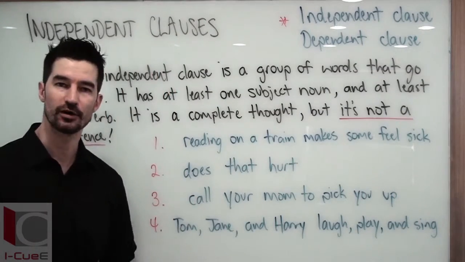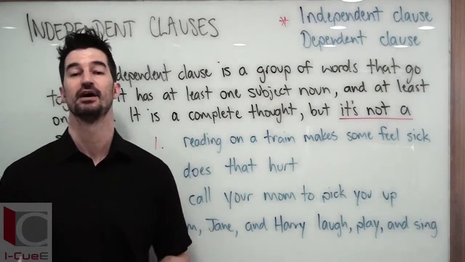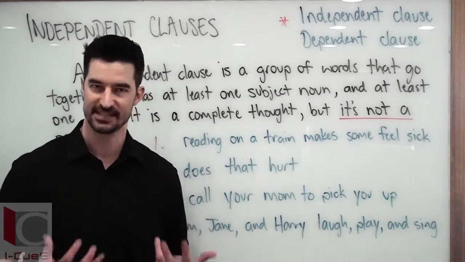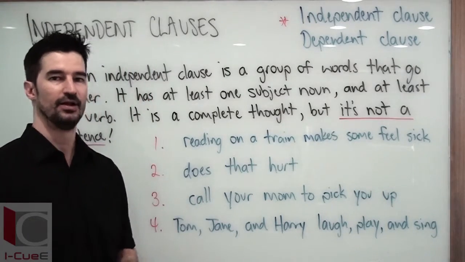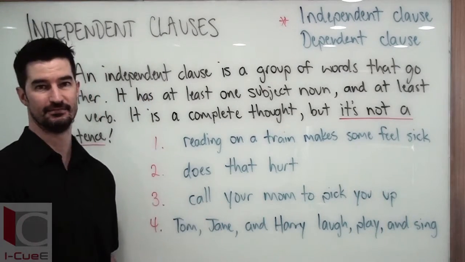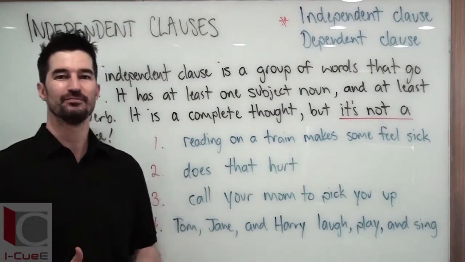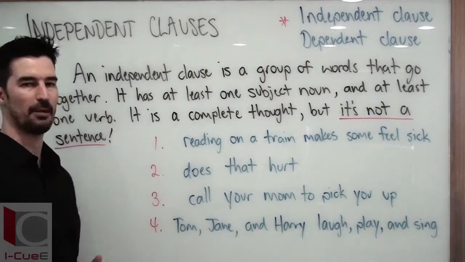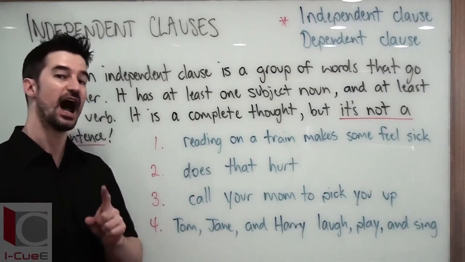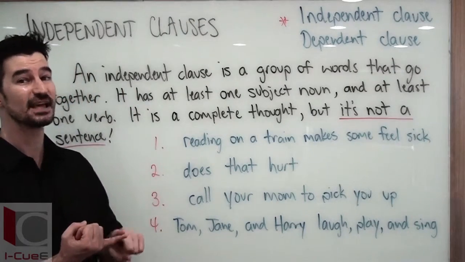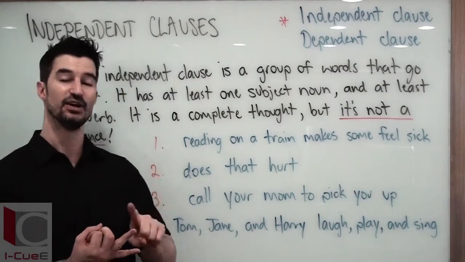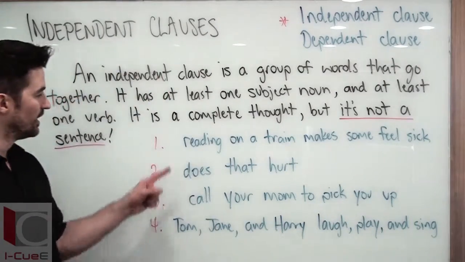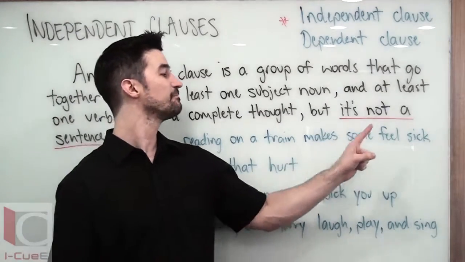Here we have four independent clauses. All of these groups of words should give you information and they should make a certain amount of sense. However, the way that we interpret these groups of words determines the information that we're getting. So we're going to go through, top to bottom, and look at these clauses. I want you to try and figure out what is the subject noun and what is the verb. Remember, there may be more than one. Reading on a train makes some feel sick.